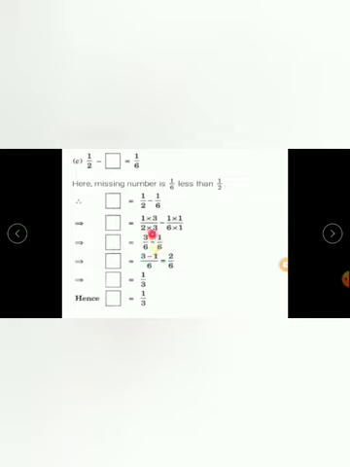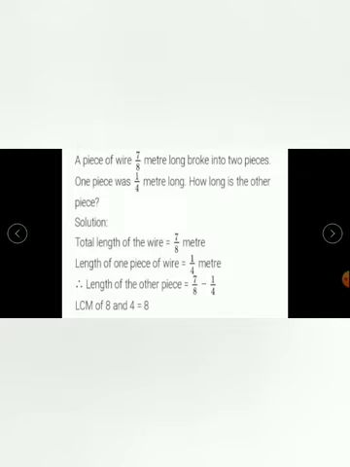So what comes in this blank? 1 by 3. If the blank is coming first, we are adding. If the blank is coming second, we are subtracting itself. Next, one word problem. What is it? A piece of wire is 7 by 8 meter long, broke into two pieces. One piece was 1 by 4 meter long. How long is the other piece?